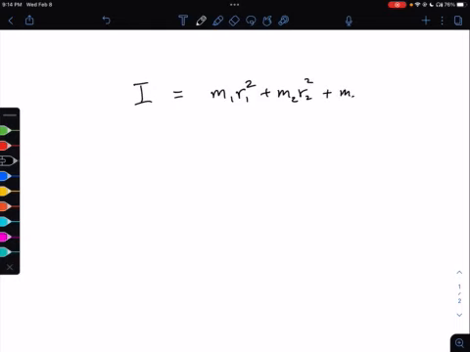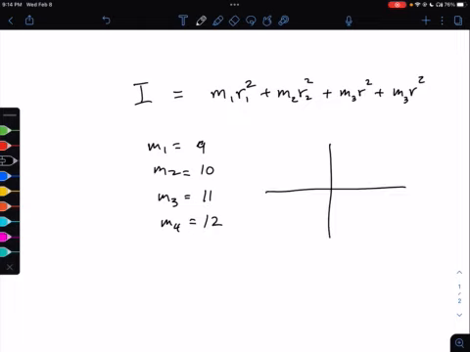So, let's say you had four balls, M1, M2, M3, M4. Let's say that M1 is 9 kilograms, M2 is 10 kilograms, M3 is 11 kilograms, and M4 is 12 kilograms. And let's say that the first ball, M1, was at 3, 2. So this is where M1 is. So it's at 3, comma 2. And let's say that over here at 2, comma 4, that's where your M2 is.